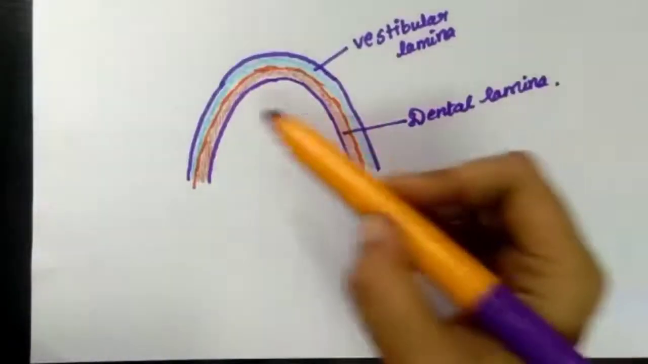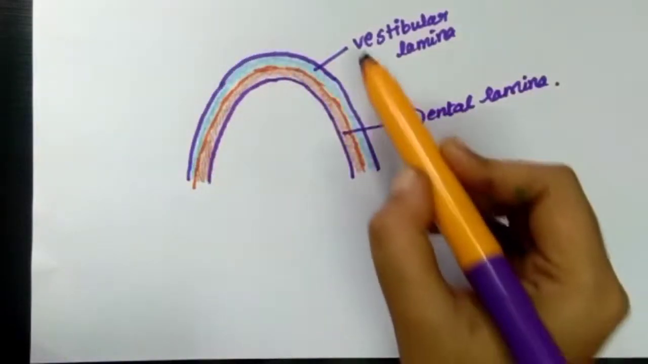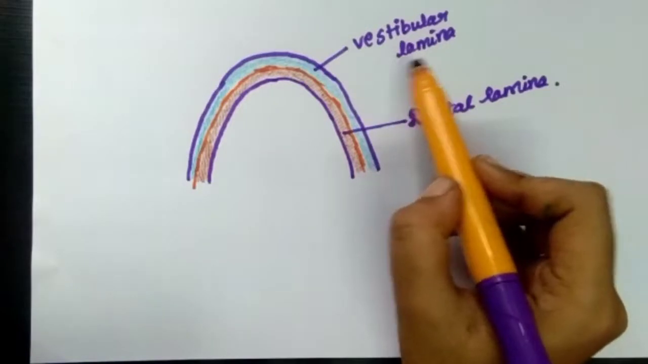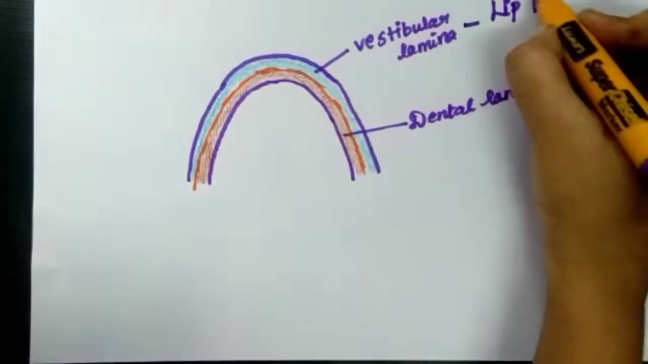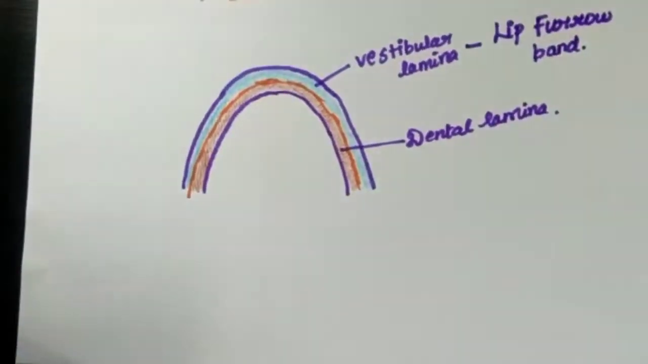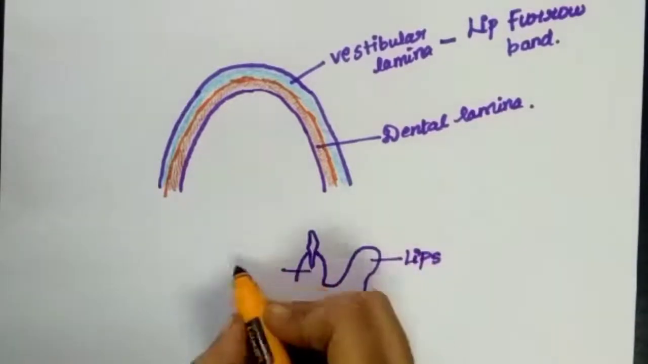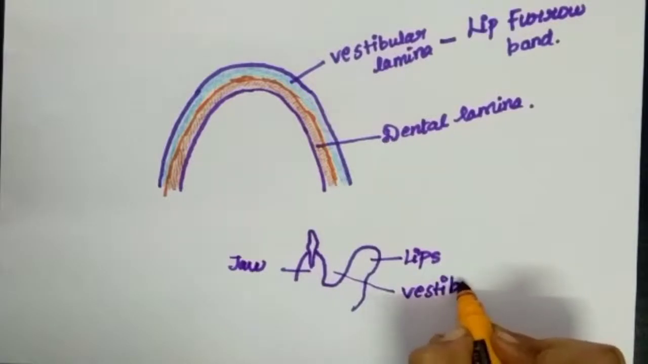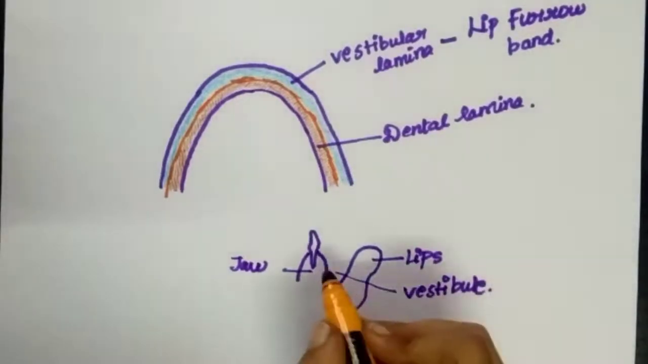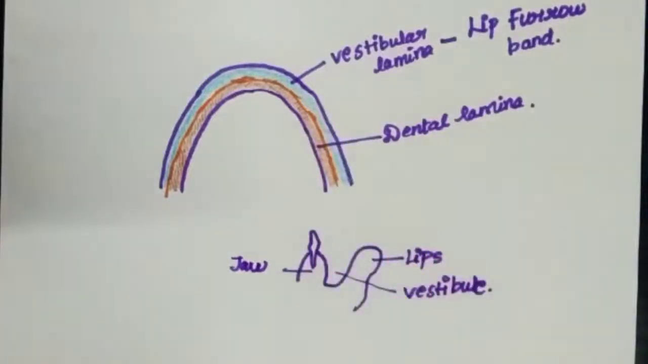This vestibular lamina is present labial and buccal to the dental lamina towards the lips and cheeks, as we saw under the topic of dental lamina. The vestibular lamina is also known as lip furrow band. Let's say this is a sagittal section of mouth, this is lips, jaw, and this is vestibule. Here, the vestibular lamina hollows between the jaw and the lips to form the vestibule. And so it is called lip furrow band.